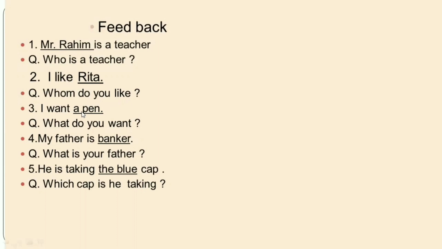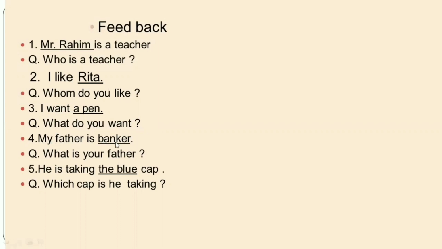I want a pen. So my dear student, pen, this is a thing. So what WH word will be used here? What. Then there is no auxiliary verb, so do. What do? Then instead of I, you will be used. What do you? Then verb want, and interrogative sign.